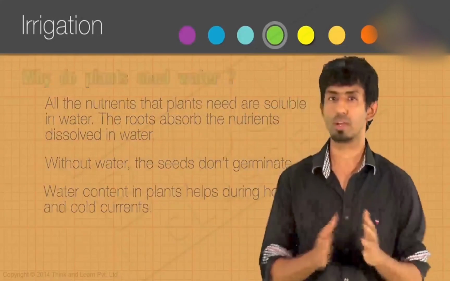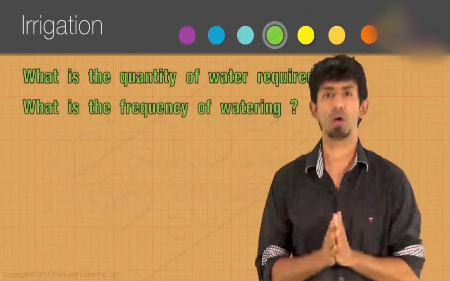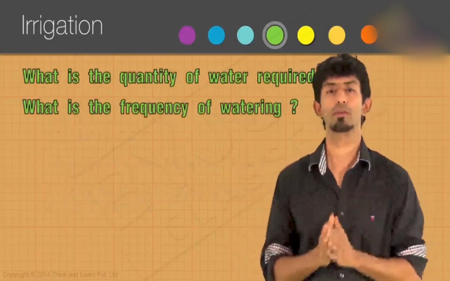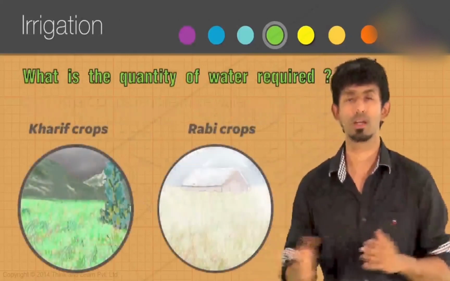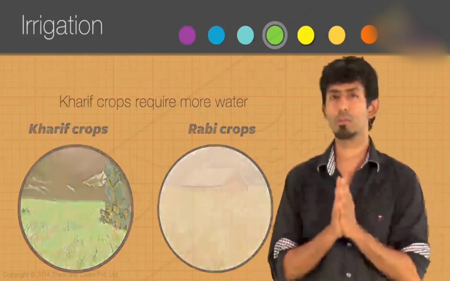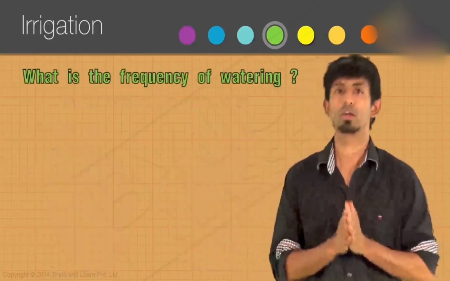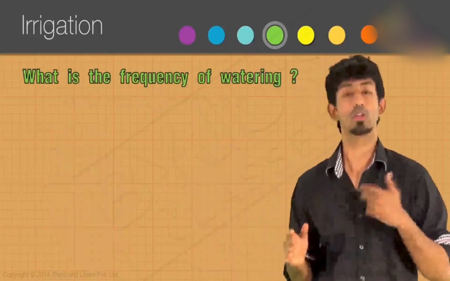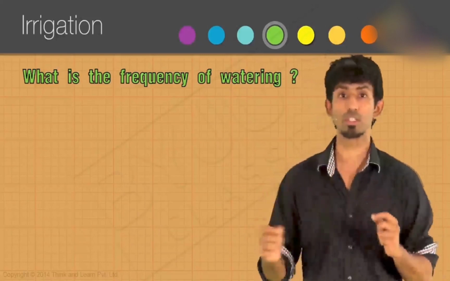So the next question that you would have had is, how much water, how frequently? Now you know that this differs from plant to plant, right? Which is why we had our Kharif and Rabi crops. Kharif crops require more water, for example rice. And if you think about the frequency that is required, that is also going to change. Is that going to change from crop to crop, or is it also going to change from season to season?